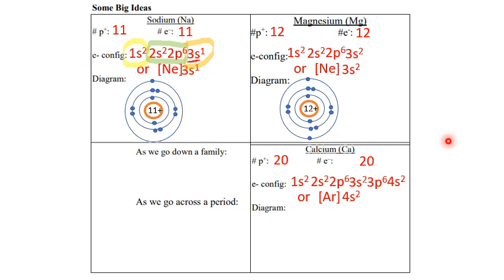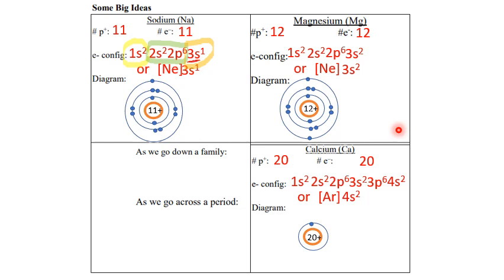Our diagram is going to be much more complicated because we now have a fourth level. Up here, we only went to the third level, so we only had this third ring. Because we have this fourth level, it's going to look something like this. We put the 20 protons in the middle that represent the nucleus. Draw a circle. Put two there. Still, it's only two. And no matter what element you have, it's still only going to be two electrons in that first energy level. Then we draw another circle. We put our eight.